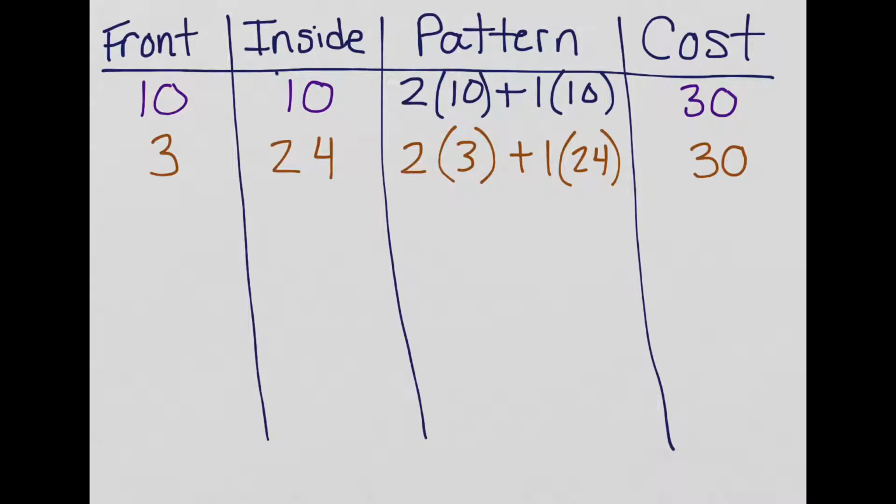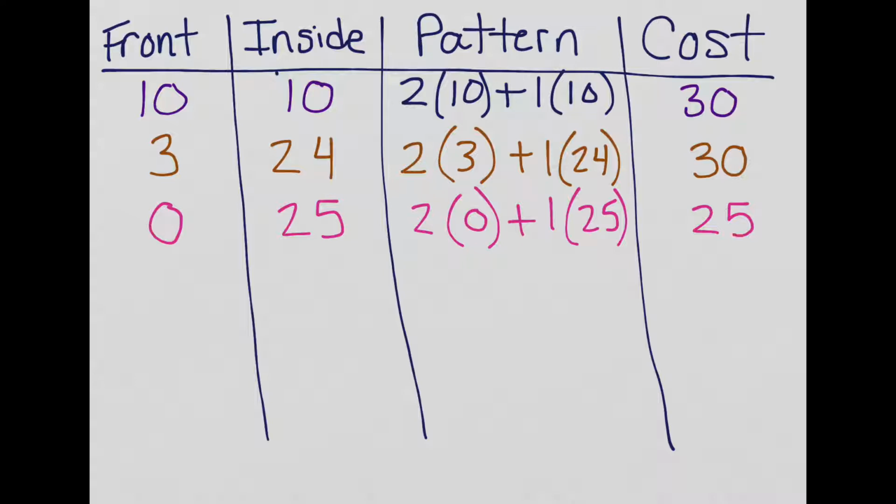Well, is there something else they could do? What if they decide they don't want to buy any front page ads? Maybe they want to buy 25 inside ads. Well, that would be $2 times 0 plus 1 times 25. So that's only going to cost them $25. And they're going to advertise 25 times, but do they have to spend all the money? No, it said they can't spend more than $30, but they could spend up to $30. So they don't have to spend all the money. They could have spent $25, and they could have advertised 25 times.